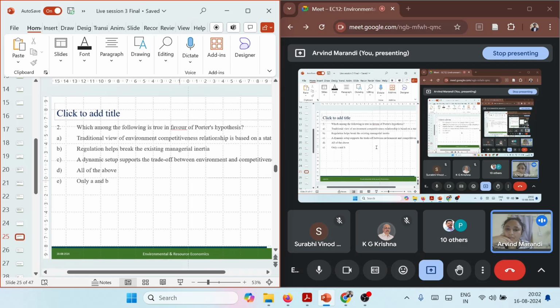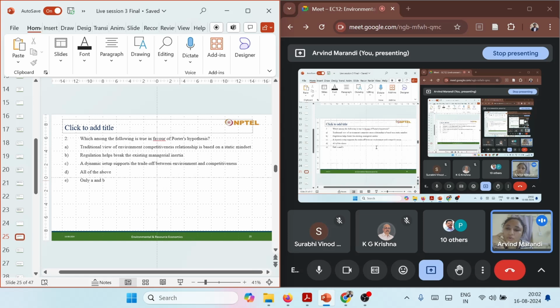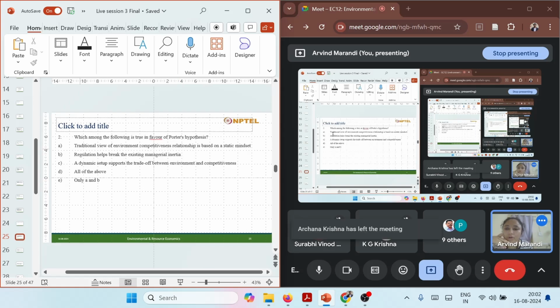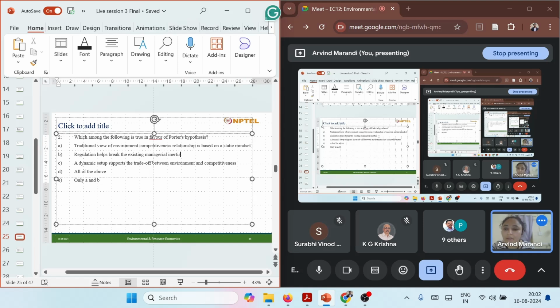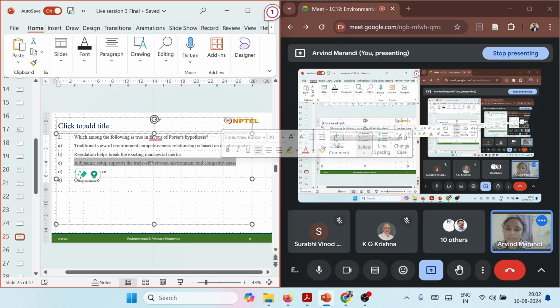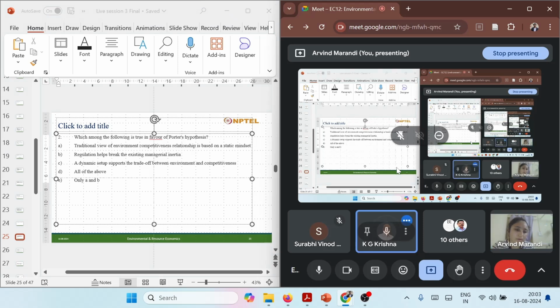Okay. The second question is, which among the following is true in favor of Porter hypothesis? So the first option is traditional view of environmental competitiveness relationship is based on static mindset. The regulation helps break the existing managerial inertia. Then third one is a dynamic setup supports the trade-offs between environment and competitiveness. Then D is all of the above, and then only A and B. So you can put in the chat.